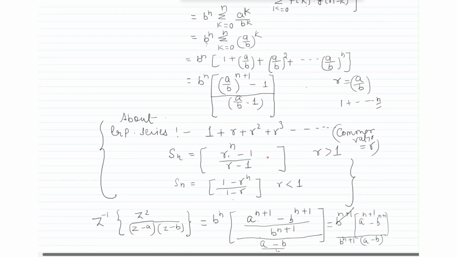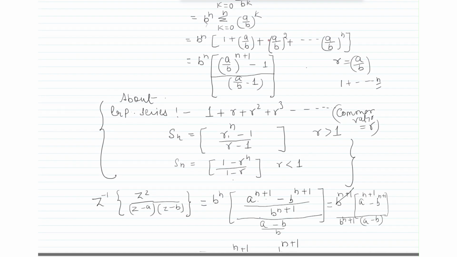So what we are doing here is putting in the values k from 0 to n because this is the summation. Just put k equals 0, which gives 1, plus a by b to the power 1, a by b square, up to a by b to the power n. We know this particular series is the sum of a GP series, a finite GP series. Why do we say finite? Because the number of terms is 0 to n.